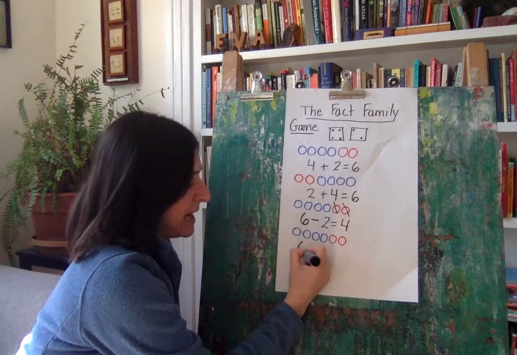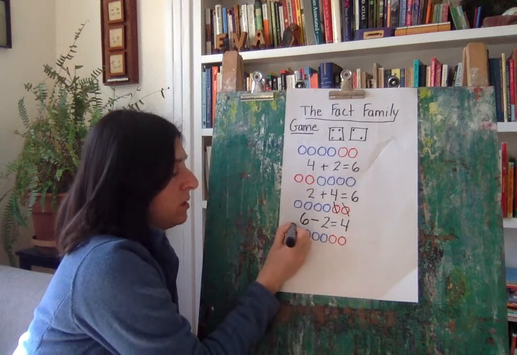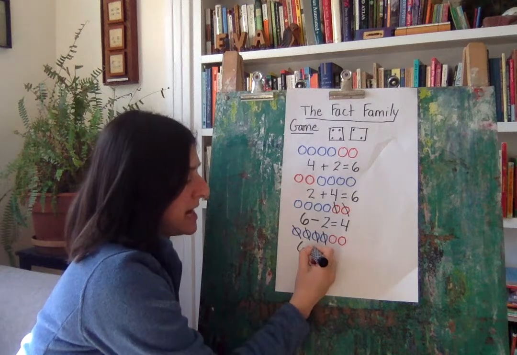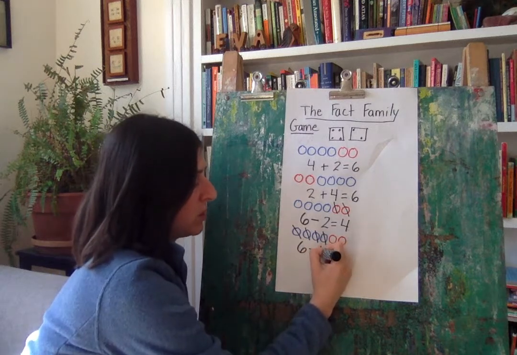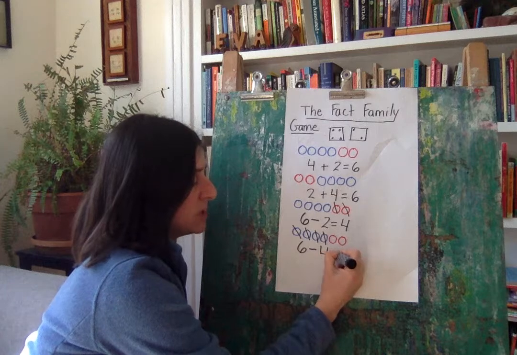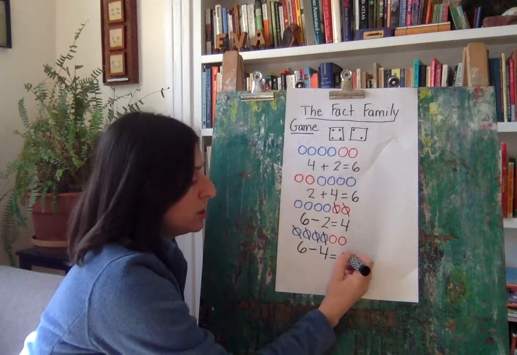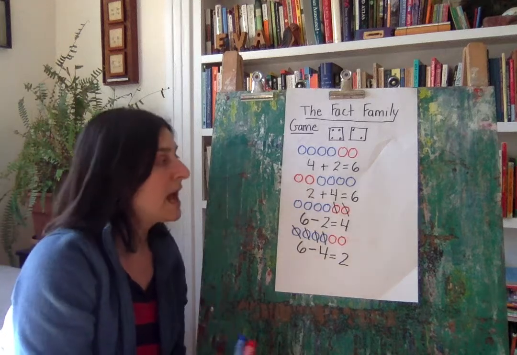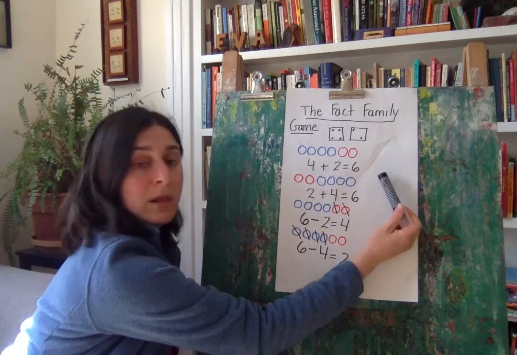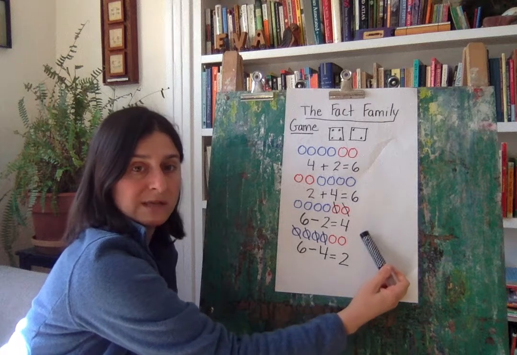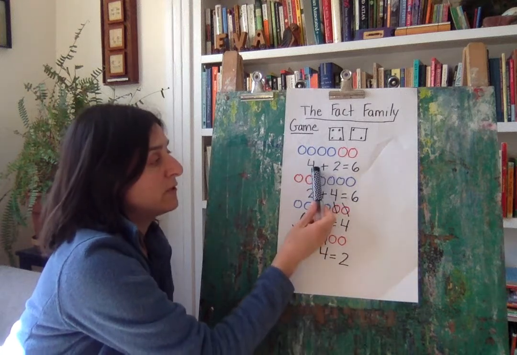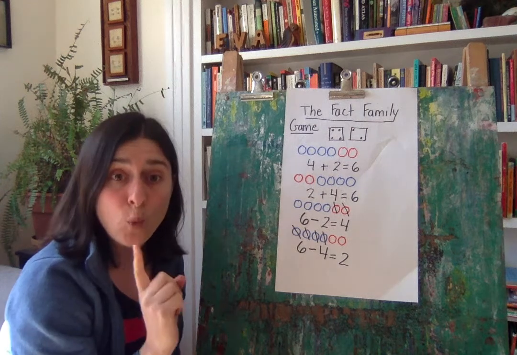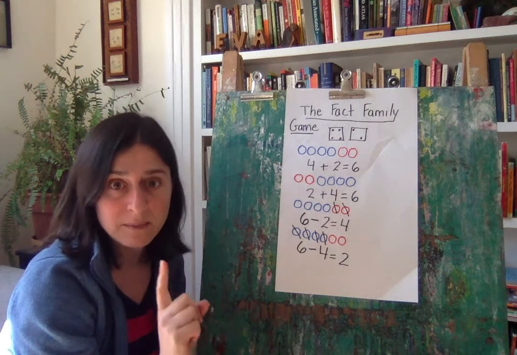Oh, I better write my 6 because that's what I'm starting with. 1, 2, 3, 4. Taking away 4, I'm going to record it here. And how much is left? 2. And now, my friends, I've made all the possible equations I can make with the numbers 4, 2, and 6. So that's one round of the fact family game.